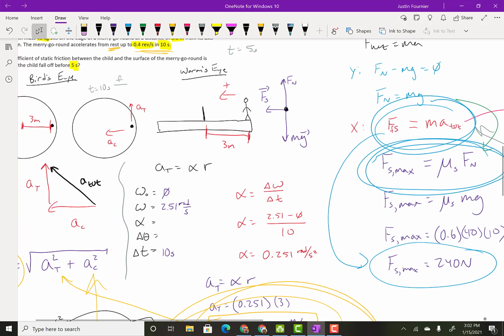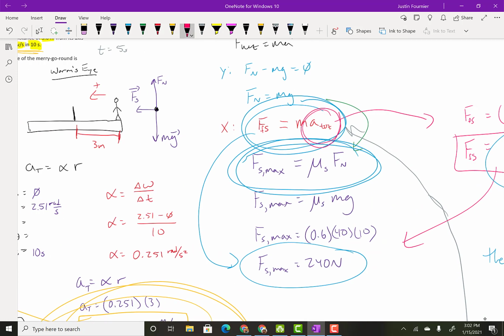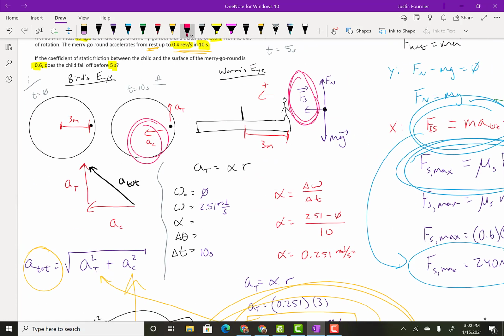Something I wanted to add, or correct, before posting this, is that I ended up saying that Fs points directly towards the center. And then I said, but this is the total acceleration in the x direction. It might have caught your eye that you said, wait a minute, wouldn't this be pointing directly towards the centripetal acceleration? You'd be right, and that's my mistake.